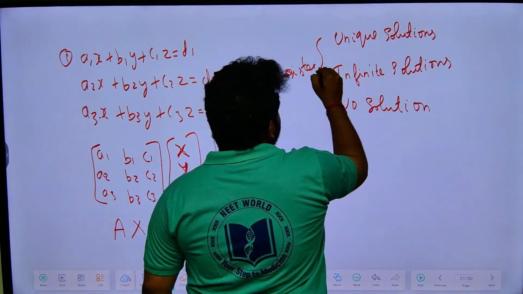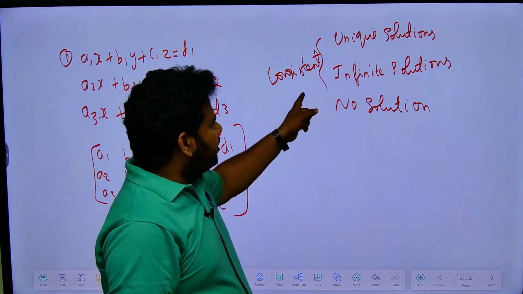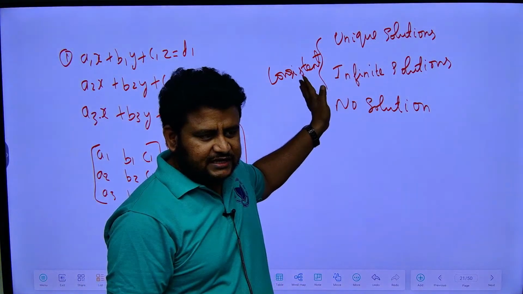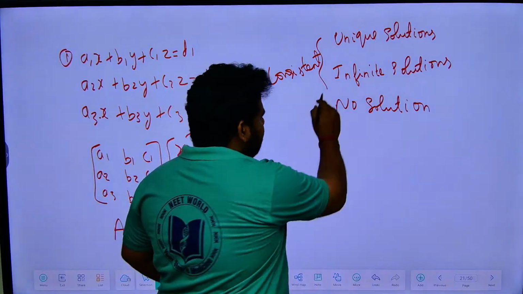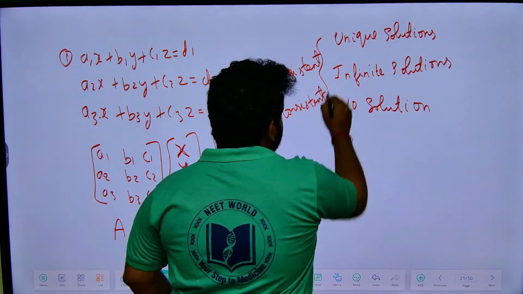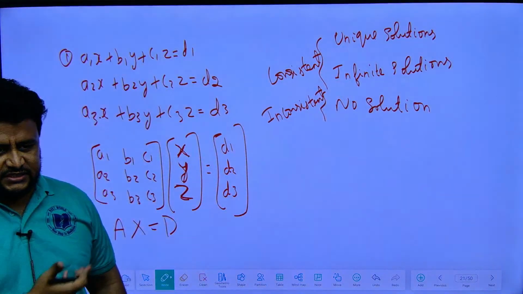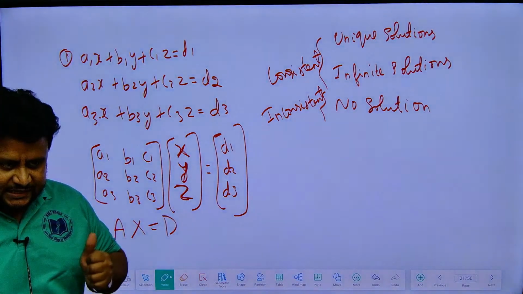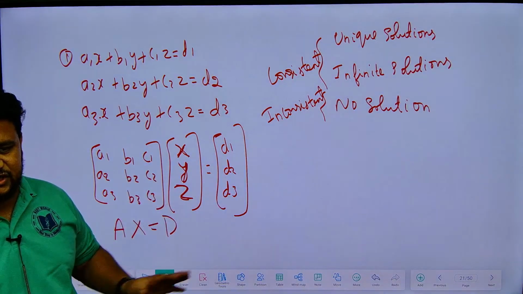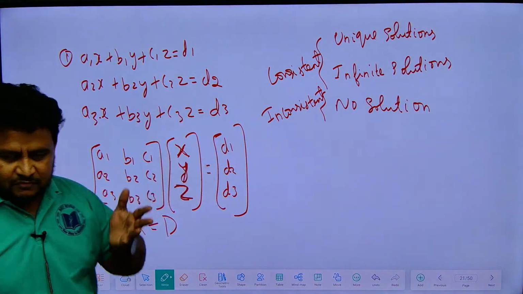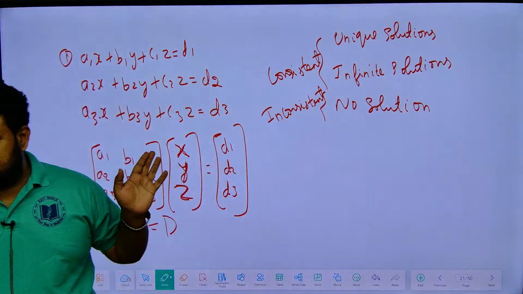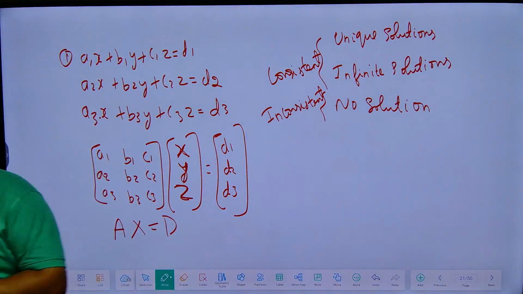In the question they will not say unique or infinite, they will say consistent. System of linear equations are consistent. Consistent means it can have a unique solution or infinite solutions. The system which has a solution, whether unique or infinite, we call consistent. But if it has no solution, we call it inconsistent. When they mention consistent, it has a unique solution or infinitely many solutions. If they say inconsistent, it will never have any solution. Clear? Okay.